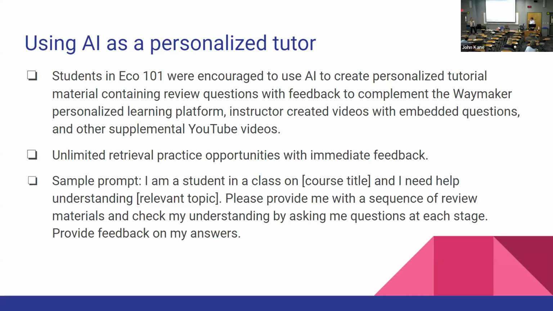course. So it prompts the AI tool what level the student is and what type of tutorial material might be appropriate. It asks to provide a sequence of review materials and check your understanding by asking questions at each stage and providing feedback on it. So when students are getting things wrong, it gives them feedback. And you can encourage students, if they still don't get it, to ask for more feedback or a more basic level explanation. And it's a really wonderful tool.